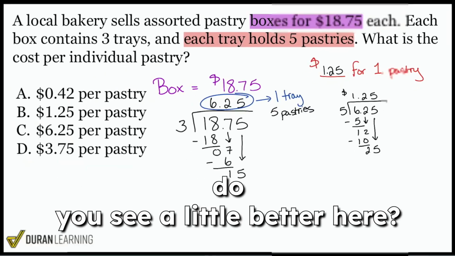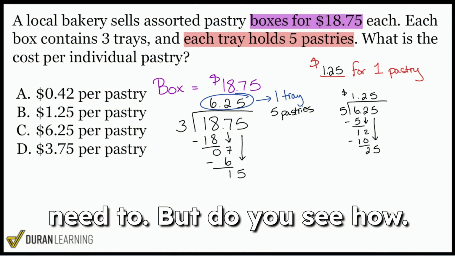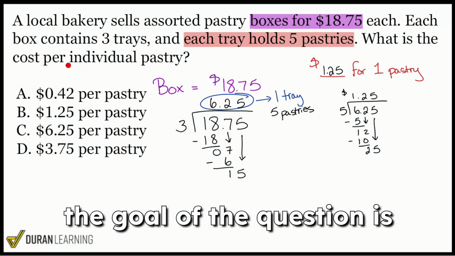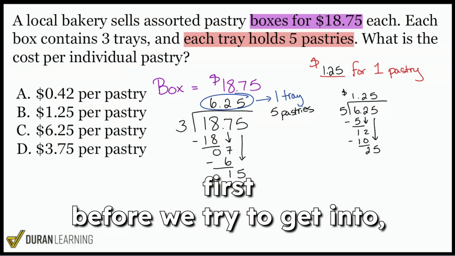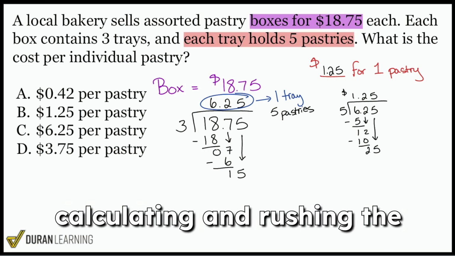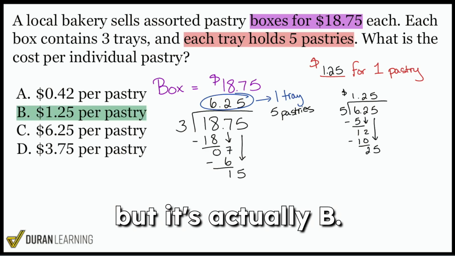So my party people, do you see a little better here? Feel free to rewind if you need to, but do you see how we have got to understand what the goal of the question is first before we dive into the numbers, calculating and rushing the process, because the answer is not C, but it's actually B.